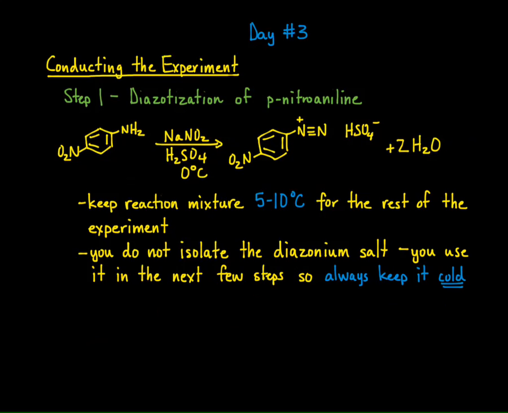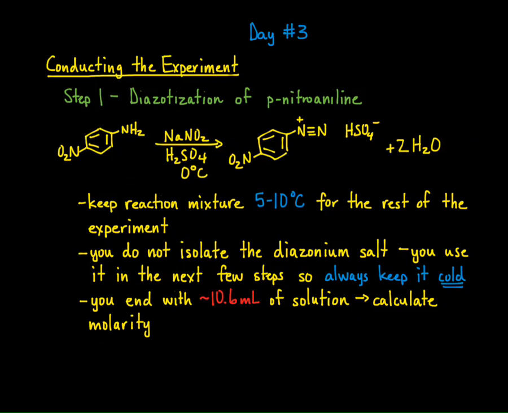You will not isolate the diazonium salt, but understand that you will be using this solution in all 3 of the next steps, so leave it on ice the entire time. Because you're not isolating the diazonium salt, there is no yield associated with this step.